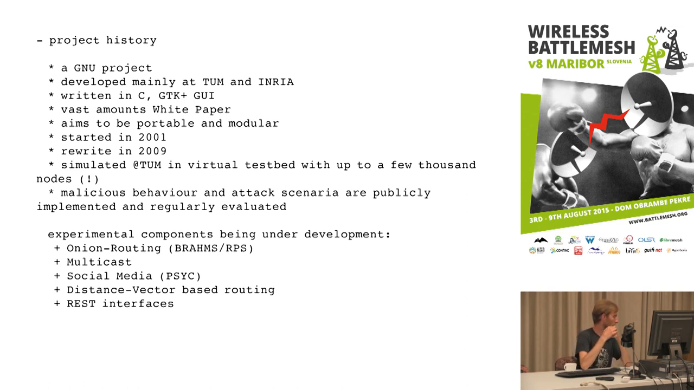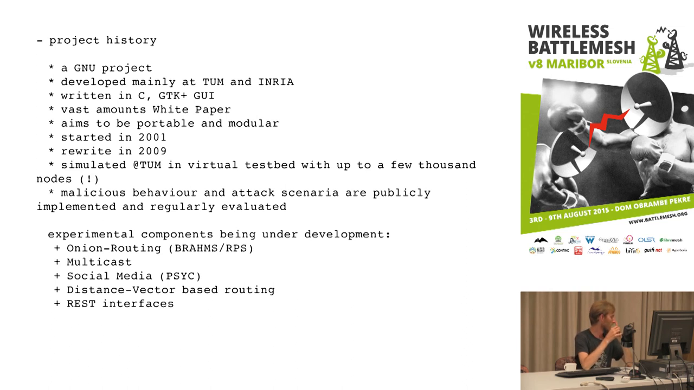There are still some components under development, which are not enabled by default right now. One of them is some kind of onion routing, which apparently is called Brahms or RPS. Then there is a multicast routing engine on the way, which is then being harvested to be used for some social media multi-user chat tool, which you can imagine as something similar to sending WhatsApp messages to a user group or following people on Twitter. So stuff like that could be implemented using these paradigms.